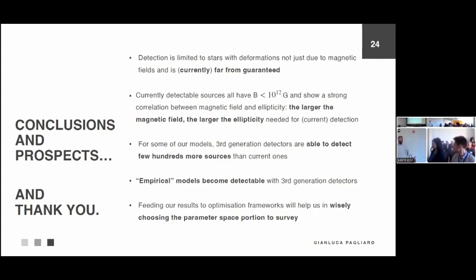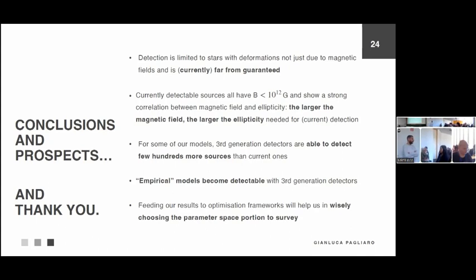Any more questions for our speakers? So I have one question for you. The magnetic field and ellipticity correlate. So let's say you have a system that has quite a large ellipticity. Intuitively, you would assume that perhaps this would be easier to detect, but if it's also coupled to a large magnetic field, it's more difficult to detect.